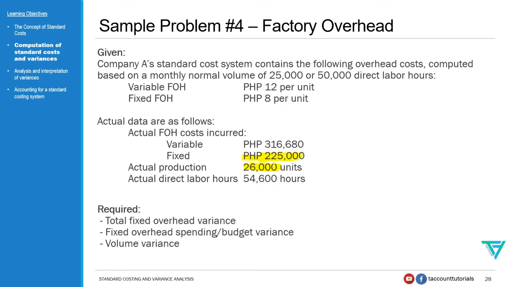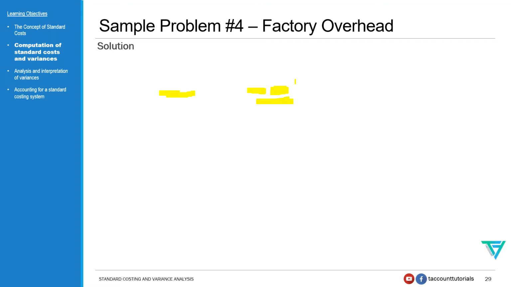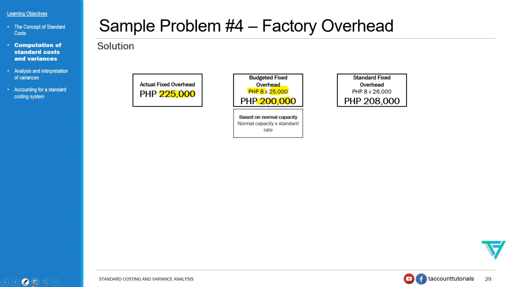So where did we get 25,000? It is just a given amount here, 25,000 normal volume. Okay, so that's that. And then afterwards, we can just proceed to compute for the variances between these amounts. So just a quick note here. Again, budgeted fixed overhead is based on normal capacity. Normal capacity times standard rate provides that amount. Standard fixed overhead is based on standard hours per unit times the actual production multiplied by the standard rate.